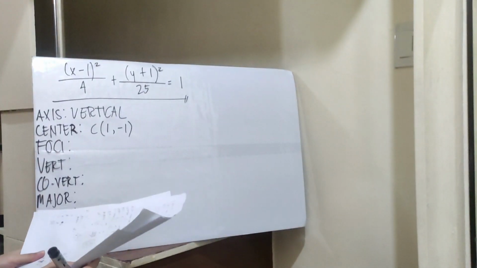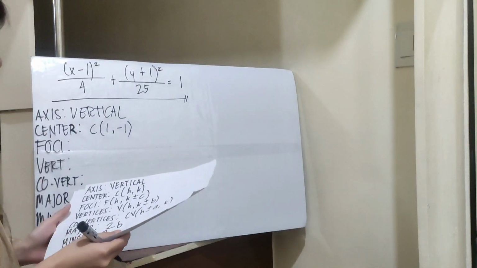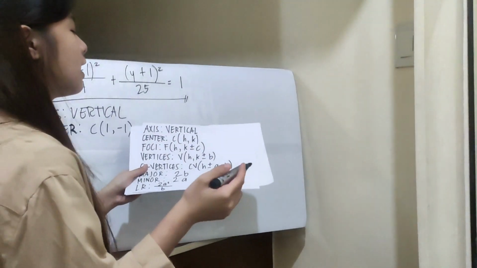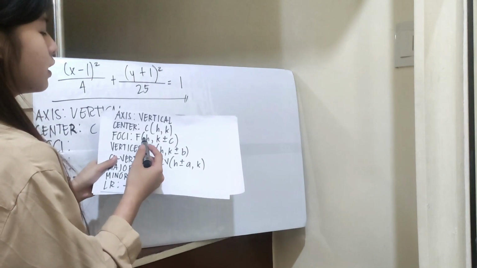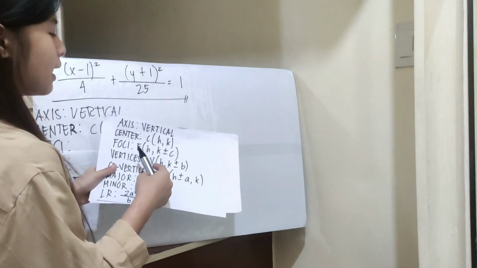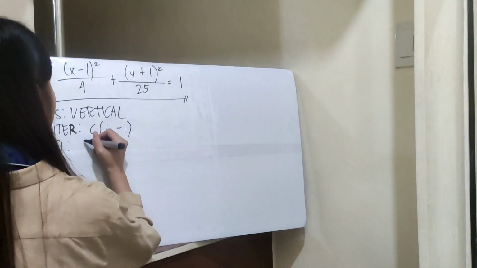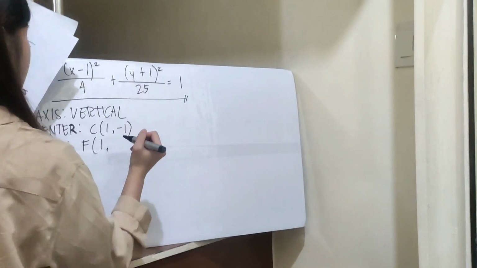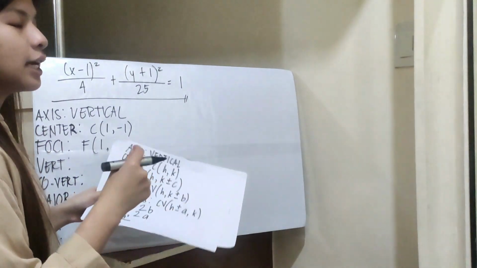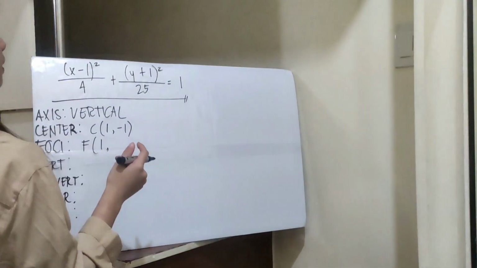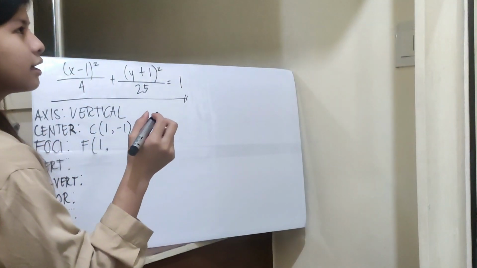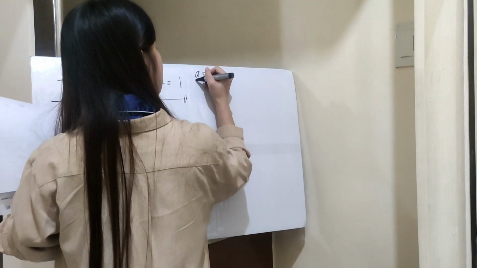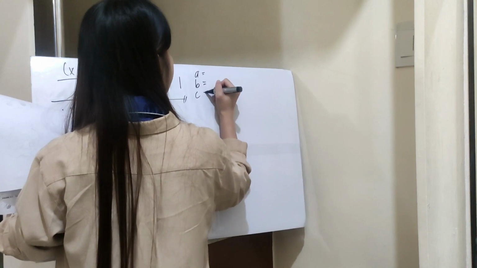Next, for its foci, we will have to use the formula in the properties I discussed earlier, which we can find by copying the h, which is 1, and the comma, k plus minus c. From here, we should find the values of a, b, and c. So we can find the values of c as well.